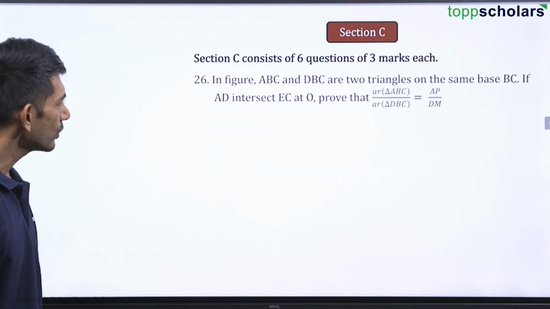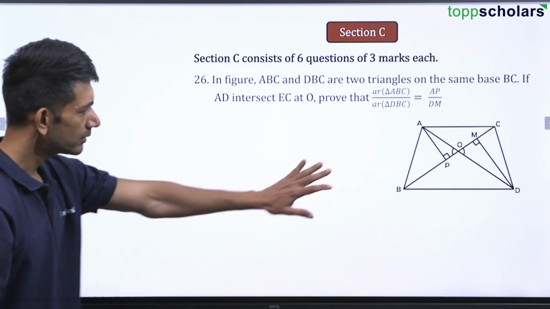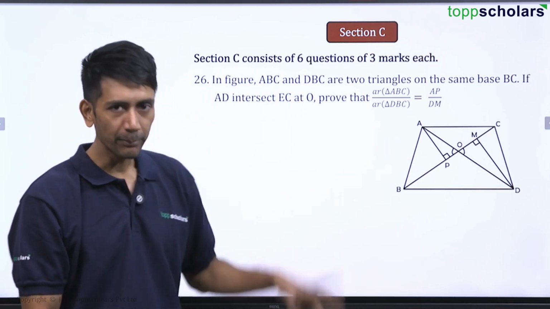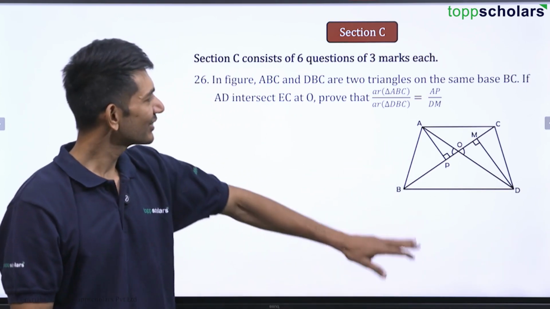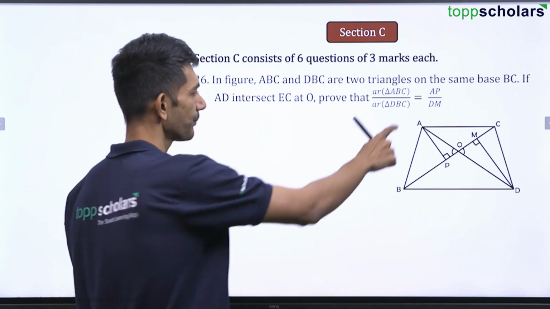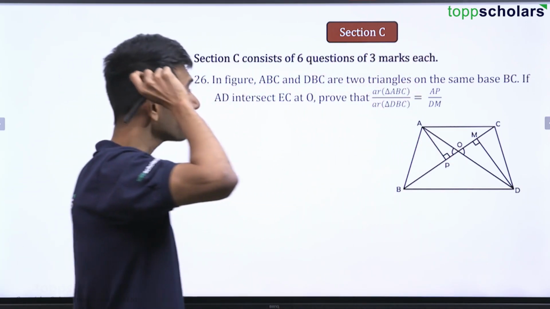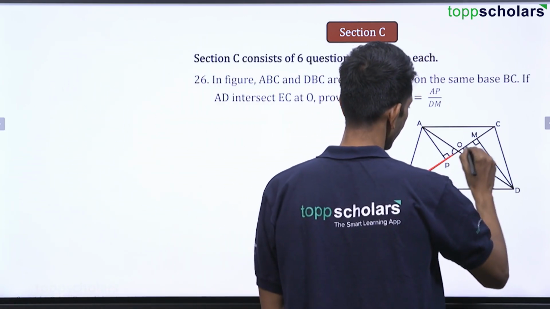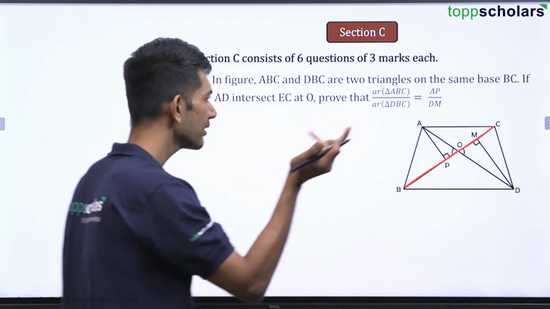Okay, so let's have a look at a new question. Now it says the figure is given to you. Don't get scared looking at the figure. They look complex, but generally they are easy. So let's have a look at the question. It says ABC and DBC. There are two triangles on the same base. The base is same, for the upper triangle and for the lower triangle.